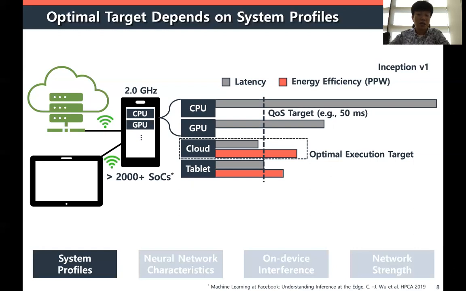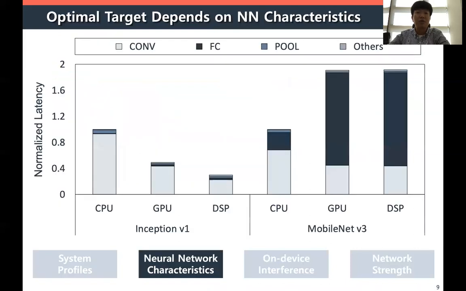In addition, even in the same device, the optimal execution target can vary depending on the neural network characteristics. This figure shows the cumulative latency of layers in two neural networks, which are Inception version 1 and MobileNet version 3 for each column. In each column, the x-axis shows the on-device processors and the y-axis shows the latency. The brightest parts in the bar represent convolutional layers and the darkest parts represent fully connected layers. And the rest represent other layers such as pooling layers.